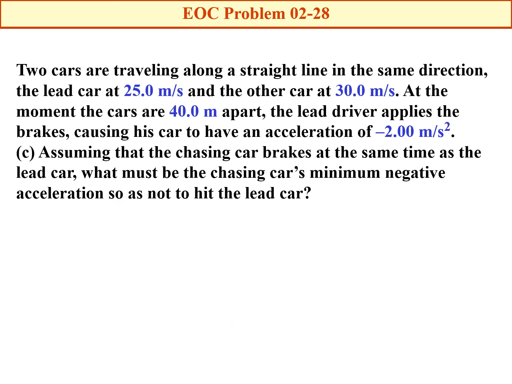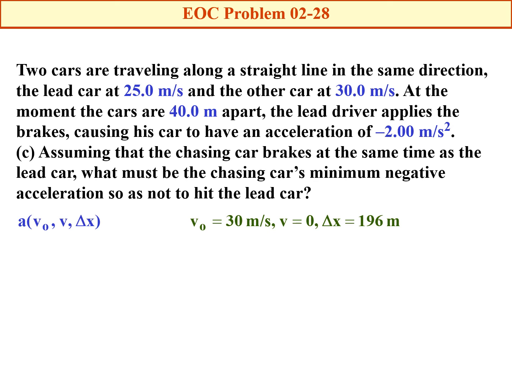The next question says, assuming the chasing car brakes at the same time as the lead car. So the chasing car, the one that's moving at 30 meters per second, starts braking. What's the minimum negative acceleration so it does not hit the lead car? We know the initial velocity is 30 meters per second, the final velocity is going to be 0, and the displacement is going to be 196 meters.